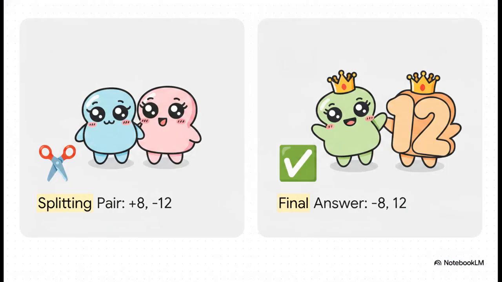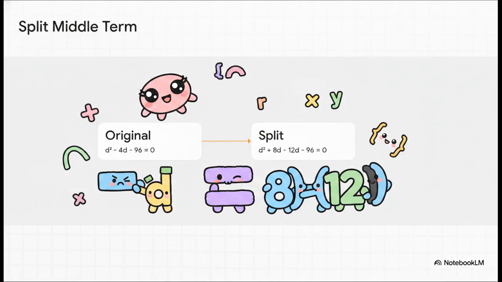But hold on a second, because this right here is a massive trap that catches so many talented students. Positive 8 and negative 12 are what we call the splitting pair. They are absolutely not your final answer. Please do not rush and circle an option with those signs. We are just using these numbers to split our middle term so we can actually start factorizing. Let's see how this splitting actually works in practice.